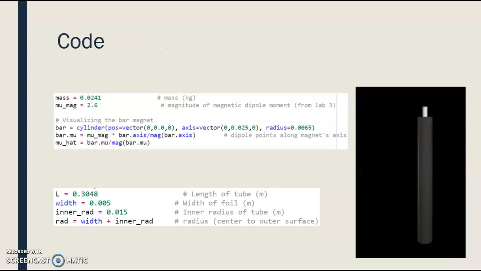So looking at my code, I start by defining my stationary bar magnet with the mass of the magnet I used in my experiment, and my mu value from Lab 3, as well as my roll of foil with the measurements from the previous slide. Some other parts of the code will split the tube into rings, which we'll perform our calculations on.